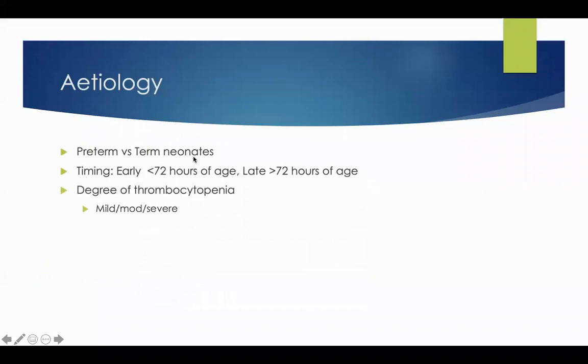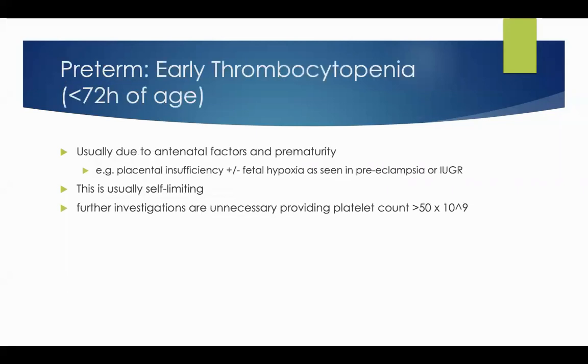So I'm going to split it up, and the Evelina NICU guidelines split it up into preterm and term causes, as well as early and late presentation of thrombocytopenia. So this makes it easier to think of the different causes. So early is defined as less than 72 hours of age, or within the first 3 days of life.